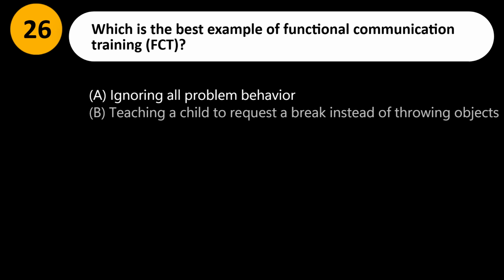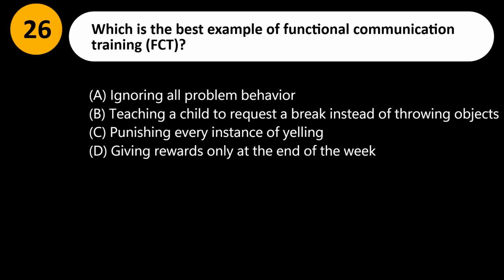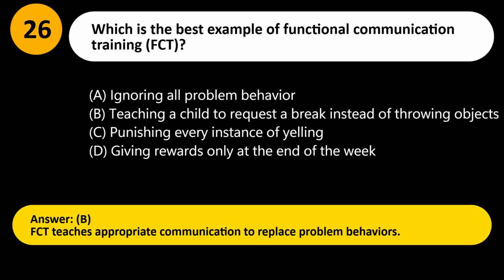Which is the best example of functional communication training, FCT? A. Ignoring all problem behavior. B. Teaching a child to request a break instead of throwing objects. C. Punishing every instance of yelling. D. Giving rewards only at the end of the week. Answer, B. FCT teaches appropriate communication to replace problem behaviors.